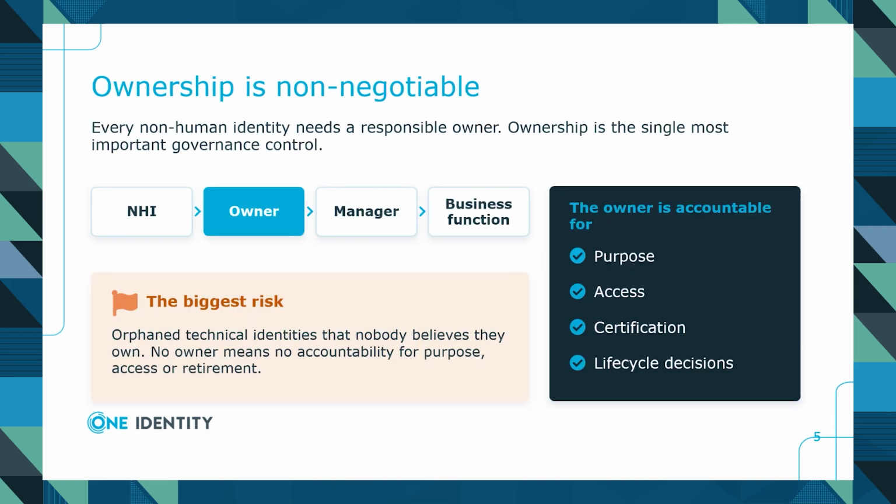The single most important governance control is ownership. Every non-human identity should have a responsible owner. That owner becomes accountable for purpose, access, certification, and lifecycle decisions. One of the biggest risks organizations face is orphaned technical identities that nobody believes they own.